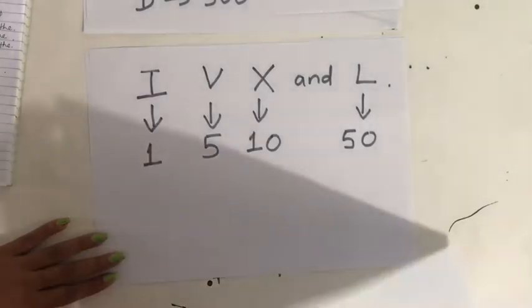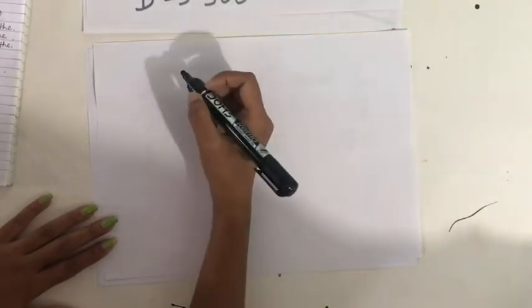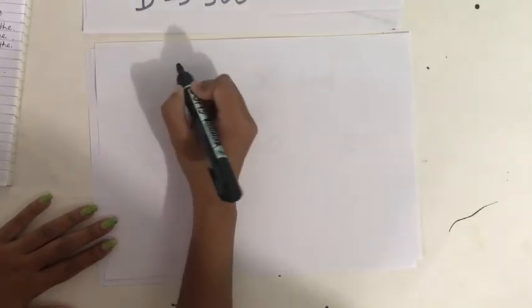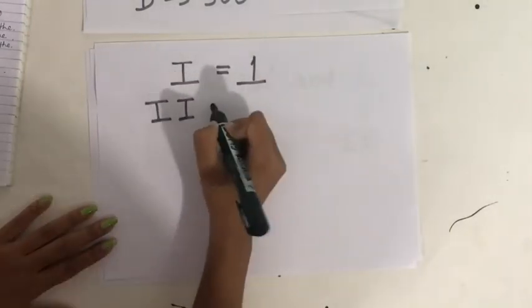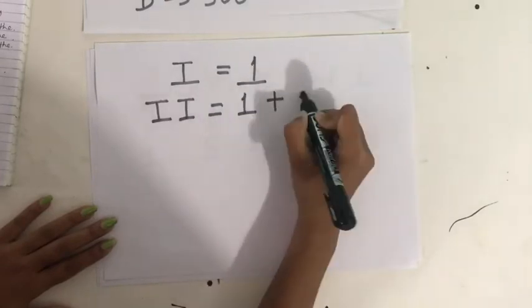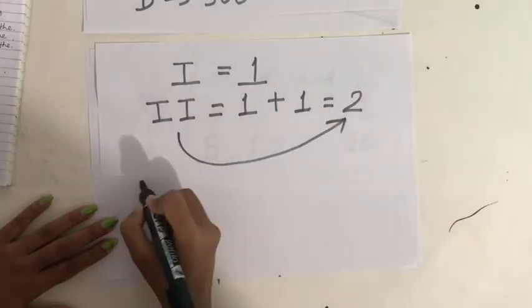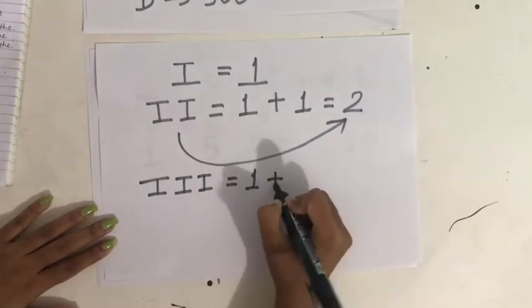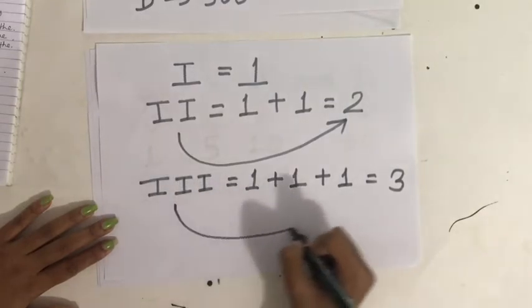Rule number 1. Rule number 1 is that we can repeat the symbol I and X maximum 3 times. The repetition of the symbols means addition. Now let's learn from these examples. Like I equals 1. II equals 1 plus 1, that is 2. That means II represents 2. Again III equals 1 plus 1 plus 1, that is 3. So that means III represents 3.